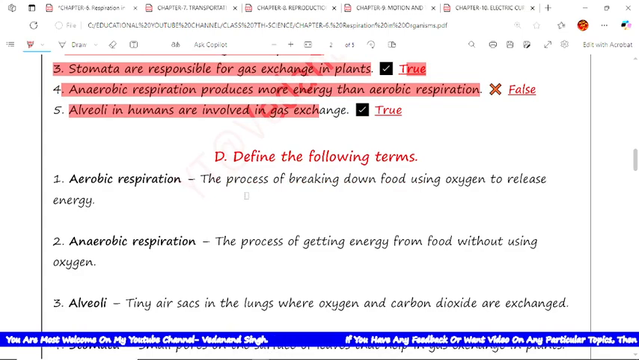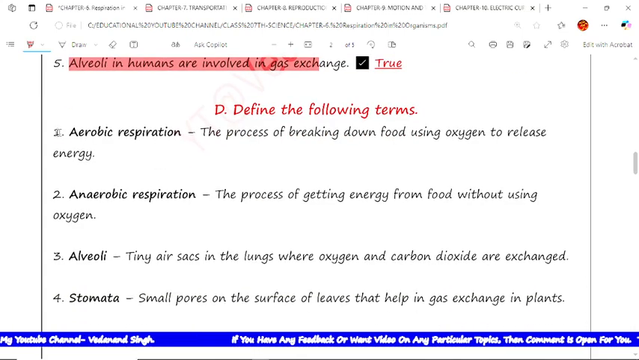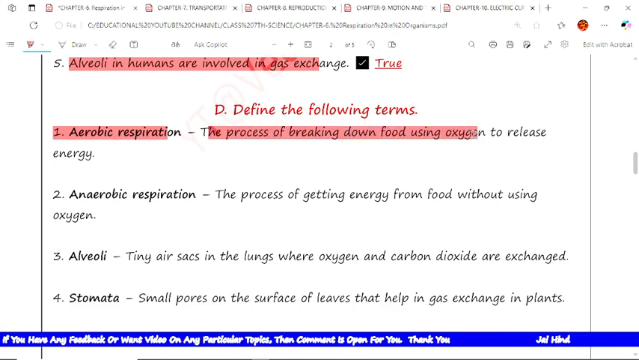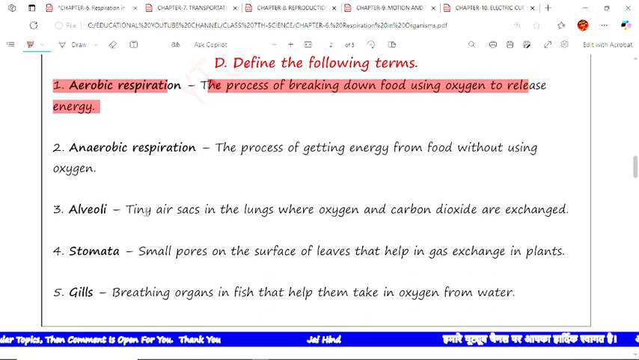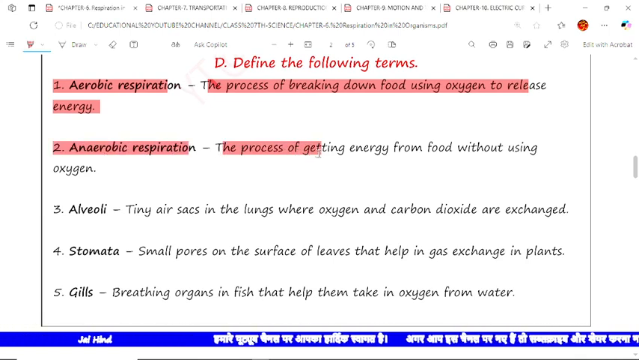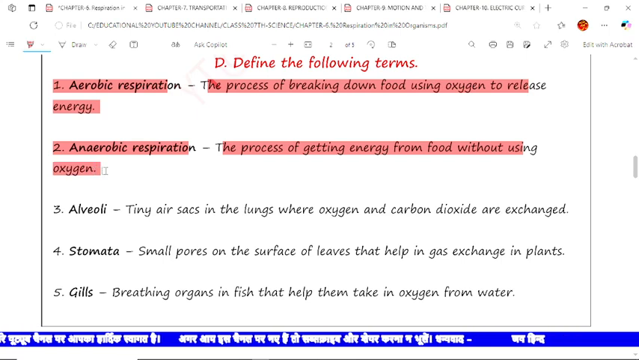Now the next question is, there are some different terms and we have to define those terms. The first is aerobic respiration. The process of breaking down food using oxygen to release energy is known as aerobic respiration. Now next is anaerobic respiration. The process of getting energy from food without using oxygen is called anaerobic respiration.